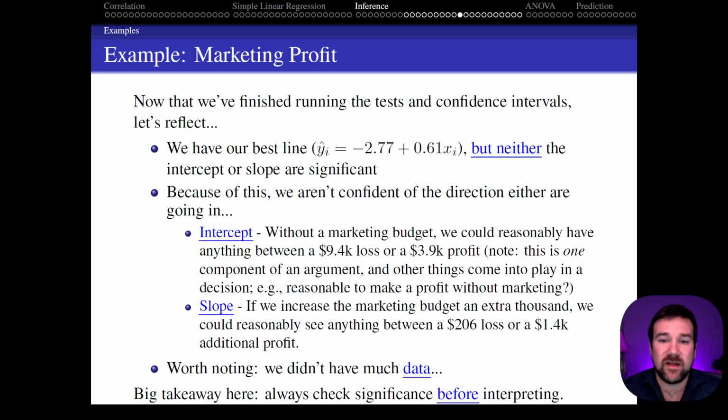So I ran the model. I have to calculate B0 and B1 to be able to check significance anyway. But when I check significance and it's not significant for both the intercept and the slope, I might not present the regression model anyway because it's deceptive.